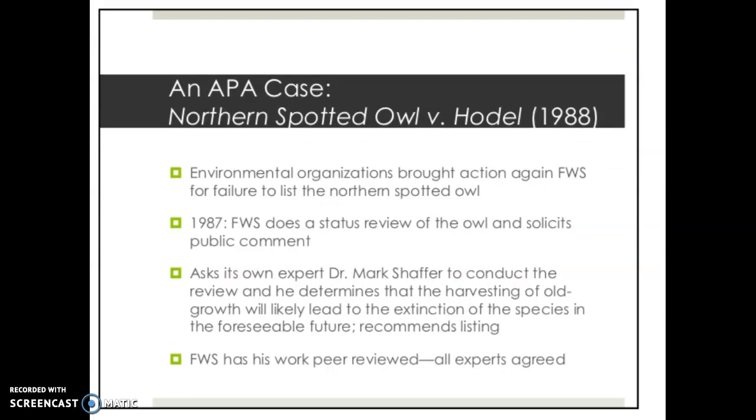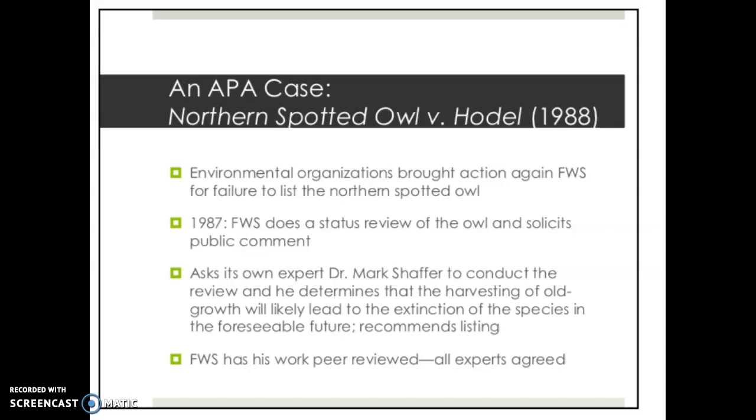One of the major cases within the APA was Northern Spotted Owl versus Hodel in the late 80s. This is a very contentious case, involving the Fish and Wildlife Service. Environmental organizations brought action against Fish and Wildlife for failure to list the northern spotted owl as an endangered species.